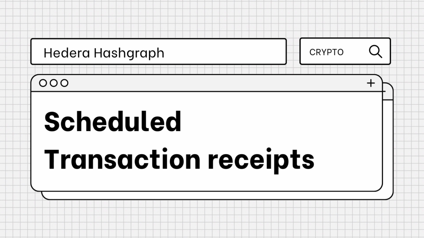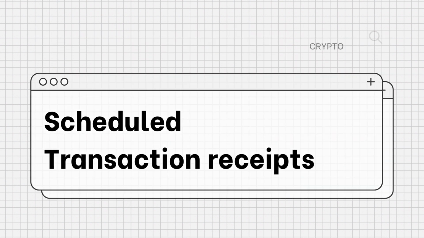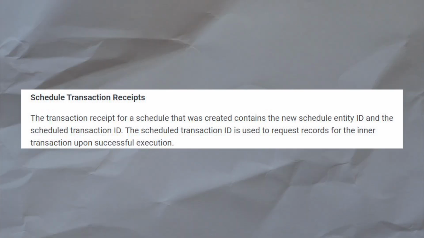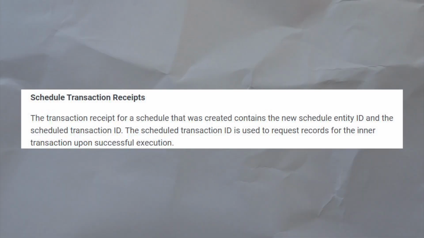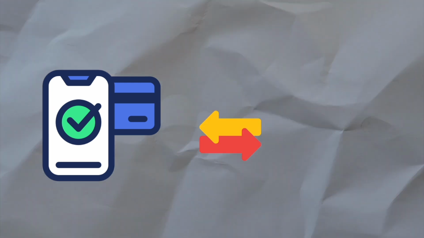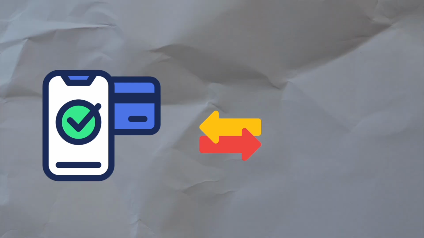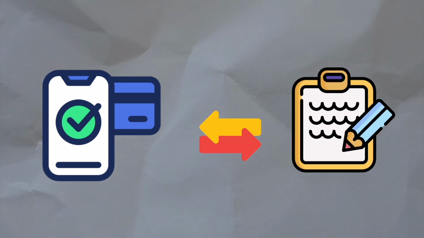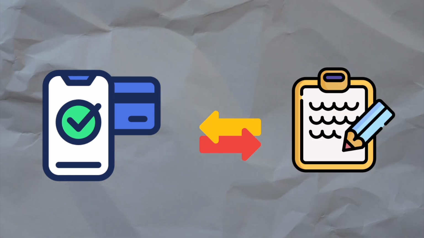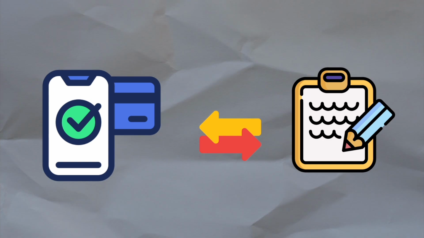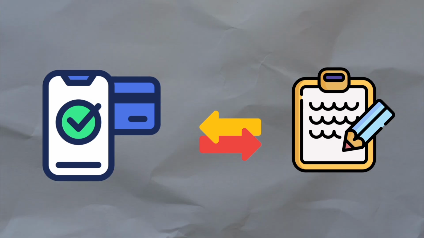Scheduled transaction receipts. The transaction receipt for a scheduled transaction contains the new scheduled entity ID and the scheduled transaction ID. The scheduled transaction ID is used to request records for the inner transaction upon successful execution. Note that the scheduled entity ID is a unique identifier for the schedule, whereas the scheduled transaction ID is the ID of the transaction that will be executed by the scheduled transaction.